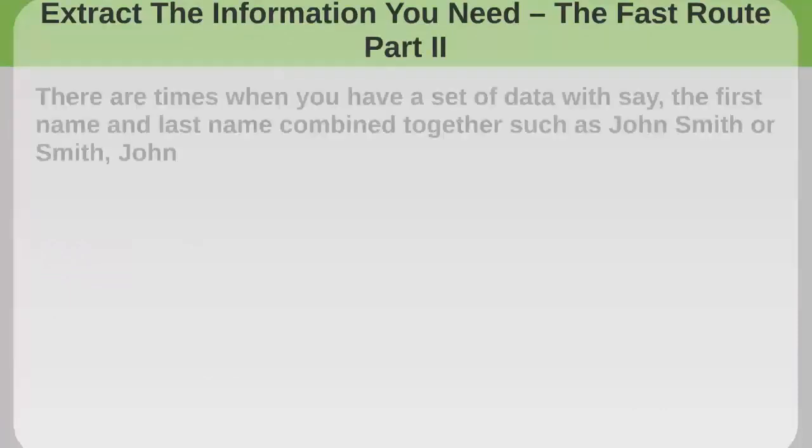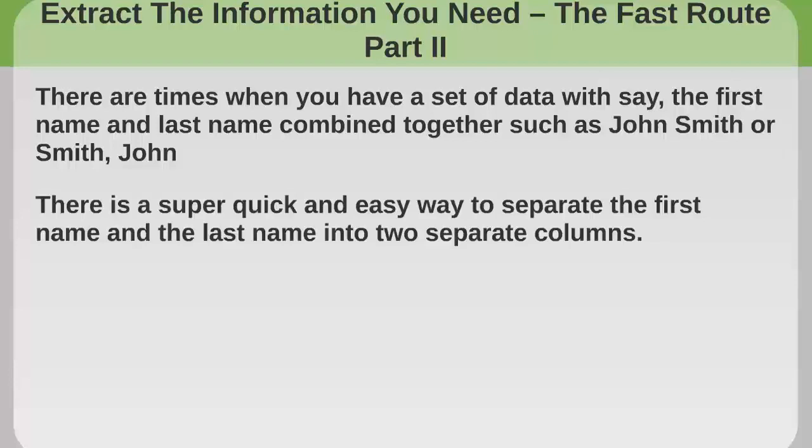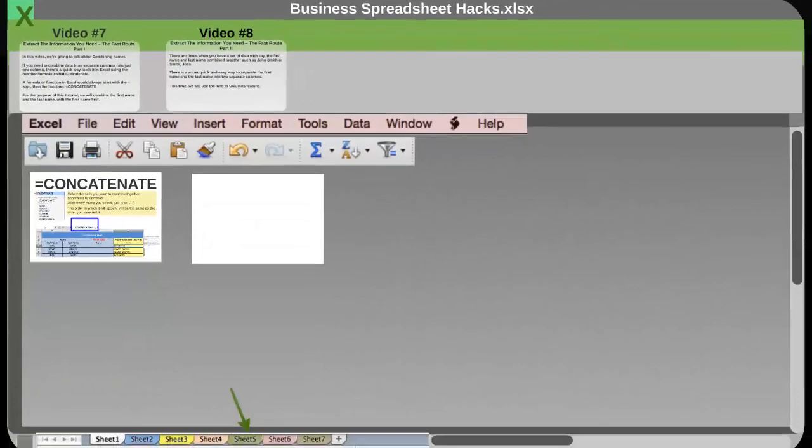So this is going to be part number 2, which is extract the information that you need, the fast route. Now, there are times that you need to take the first name and last name, or last name and first name, separate the two and then switch it around. There's actually a super quick and easy way to separate the first name, last name into two separate columns. This time we will use the text to columns feature that is built into Excel itself.